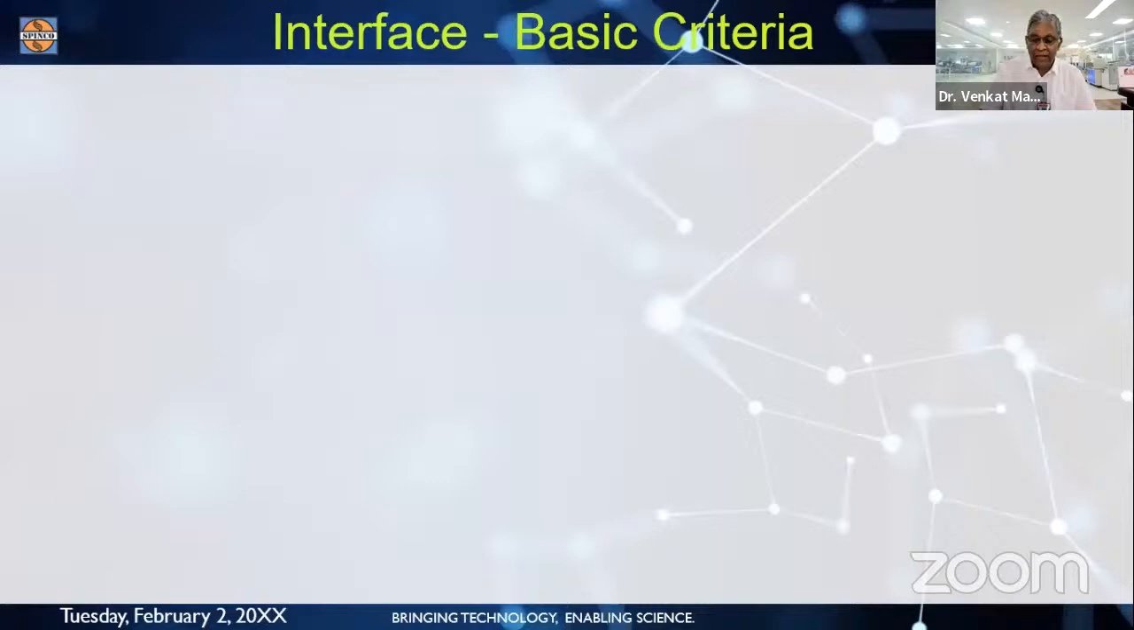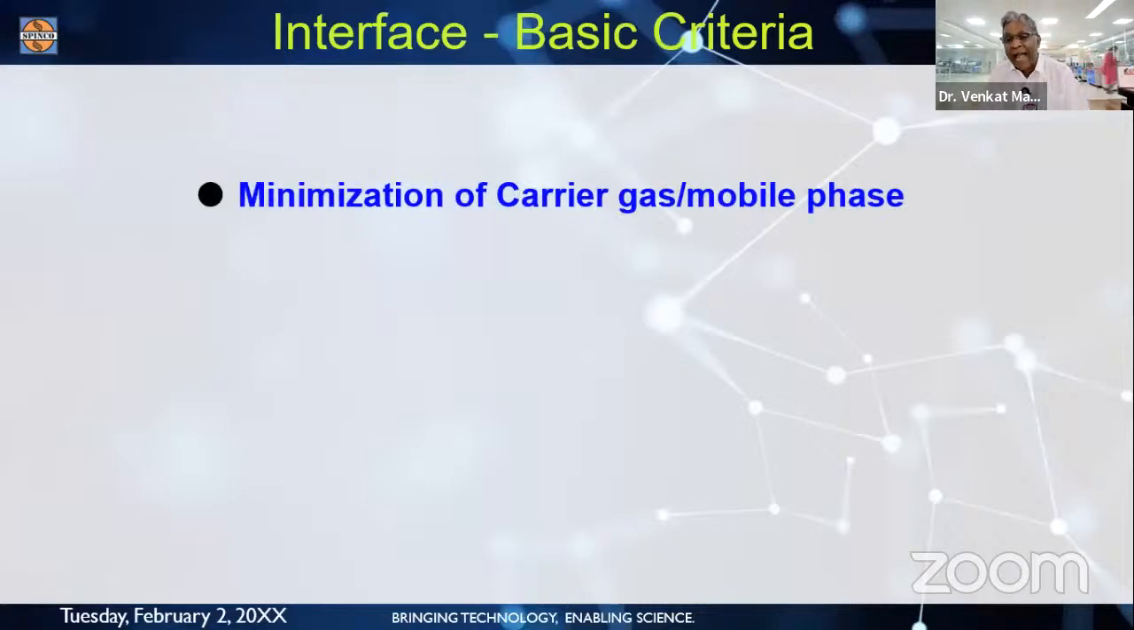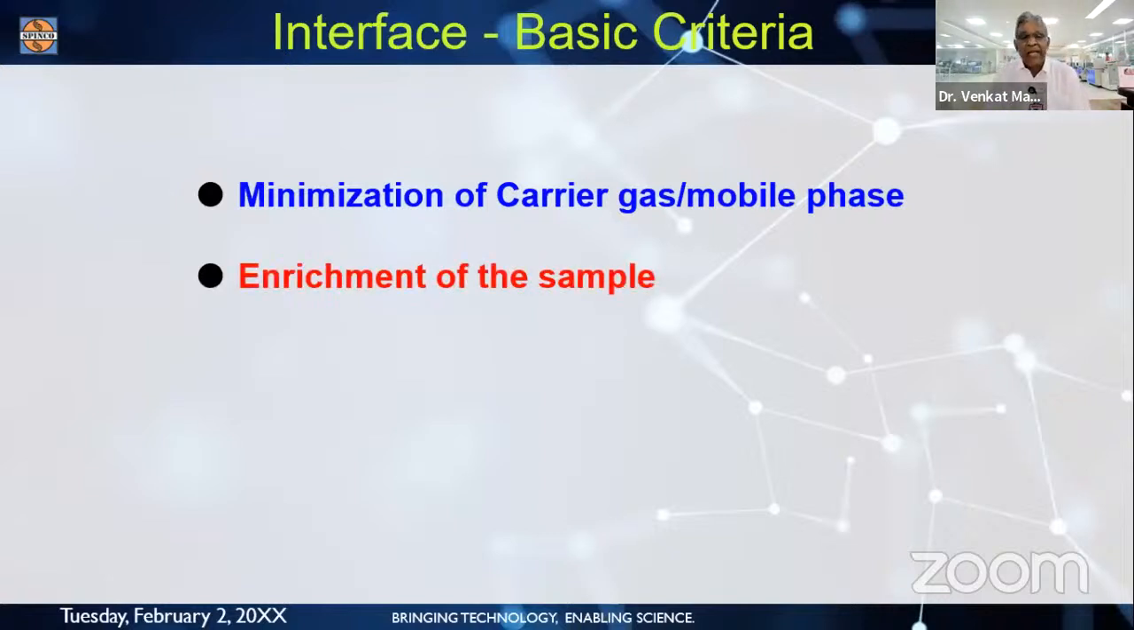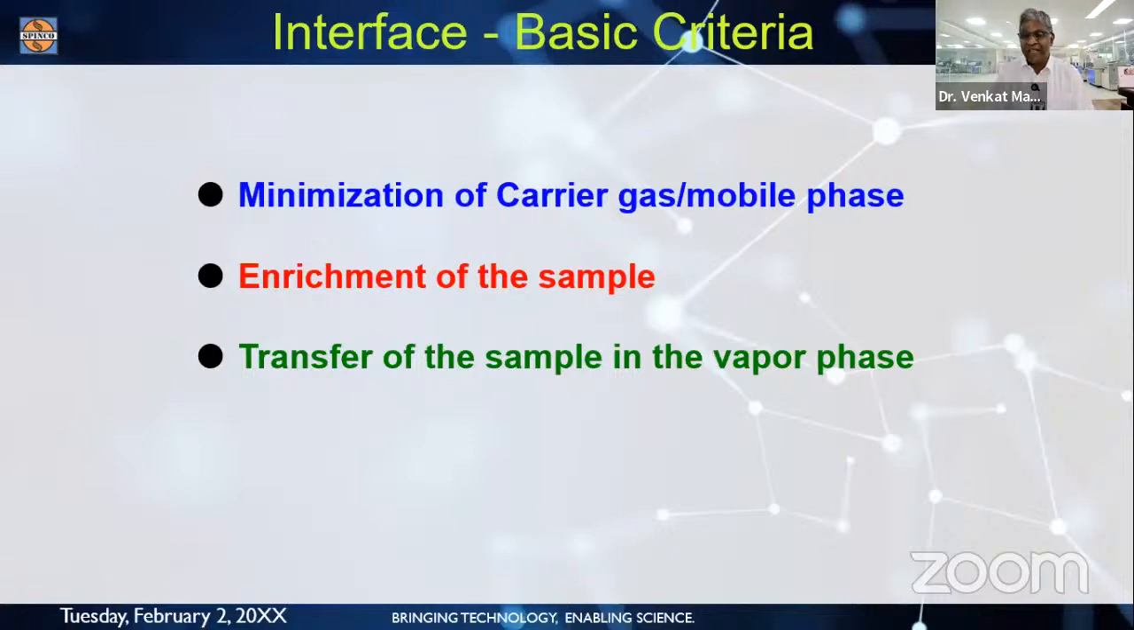If you look at the criteria for the mobile interface, you should minimize the carrier gas or the mobile phase. Second, you should enrich your sample. Third, that is not sufficient. The most important thing is that your sample may be a solid or a liquid, and it has to be converted into a vapor phase. Only in the gaseous phase can you convert the molecule into an ion. What is an ion? We'll see now. Just 3 jobs. The interface does 3 jobs. First, it minimizes the mobile phase. In an ideal condition, if you take the ratio of sample divided by mobile phase, the ratio should be infinity because the mobile phase should be 0, whether it is a gas or a liquid.